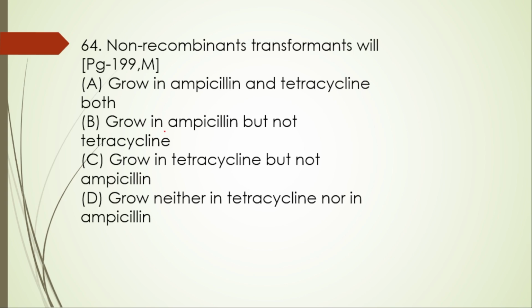Next, 64th one. Non-recombinant transformants will grow in ampicillin and tetracycline both. Yes, of course, because they are non-recombinants. They are not at all recombined to the site. This is ampicillin and this is tetracycline. If the foreign gene is not at all inserted at either site, it won't be lost, so it will grow in both ampicillin and tetracycline.